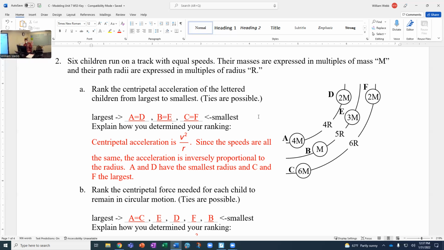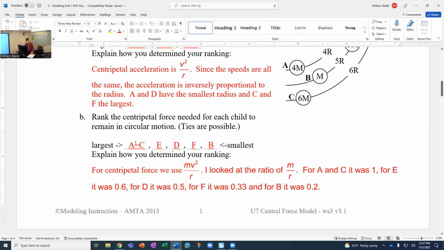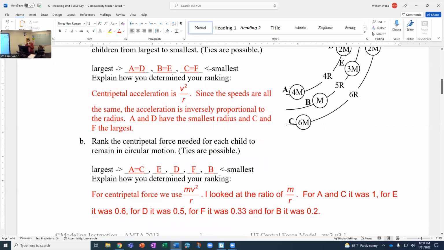1/3. So that's down there, not all the way down. 1/5 is the smallest, but 1/3 would be right above that. So we don't have to worry about velocity. We're just asking, what is the mass to radius ratio? And then we can rank them. All right. So Andy and Cindy are tied, and then it's Ernie, and then Danny, and then Frank, and then Betty. All right.